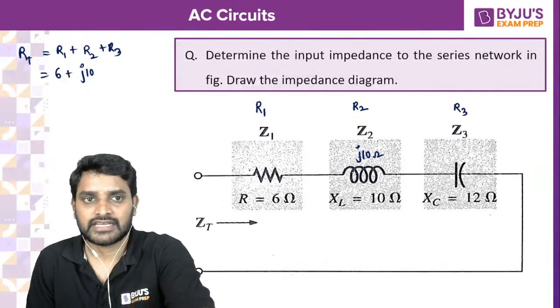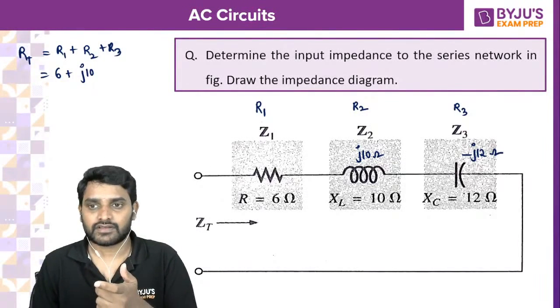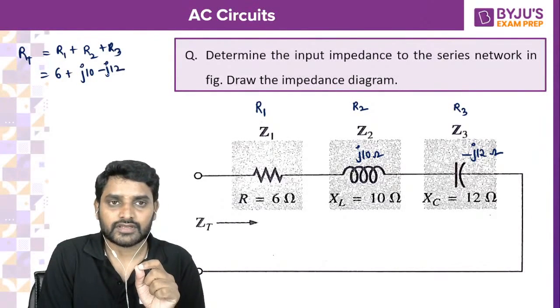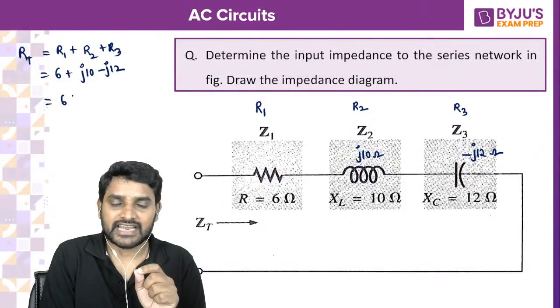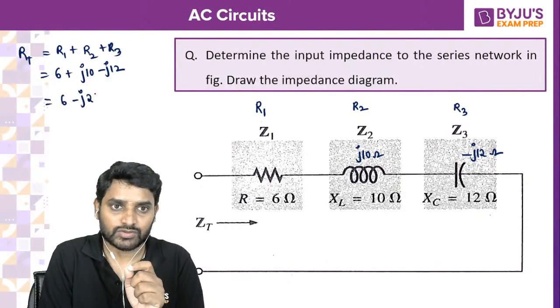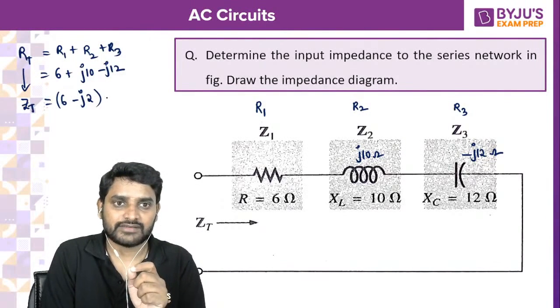J10 ohms. Then next, here it is minus J12 ohms. Okay, do not forget minus J. So minus J12 ohms. So you are going to get the resultant as plus J10 minus J12, so it will be minus J2. This is my impedance, the total impedance.